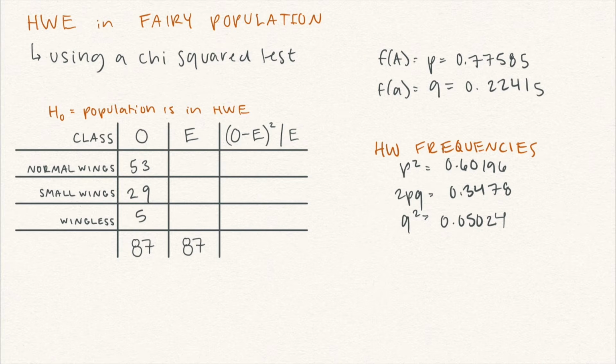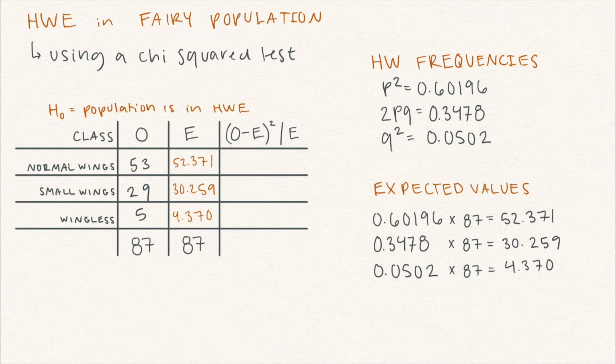Our observed values are already in the chart, and to find our expected values, we have to use the equation. As shown before, our p-value is 0.77585 and our q-value is 0.22415. The expected frequency of big A, big A is p squared, which is 0.60196. The frequency of big A, little a is 2pq, which is 0.34780. And the frequency of little a, little a is q squared, which is 0.05024. Multiplying these values by the total number in the population gives you the expected number for each, which turns out to be 52.37, 30.26, and 4.37 respectively.